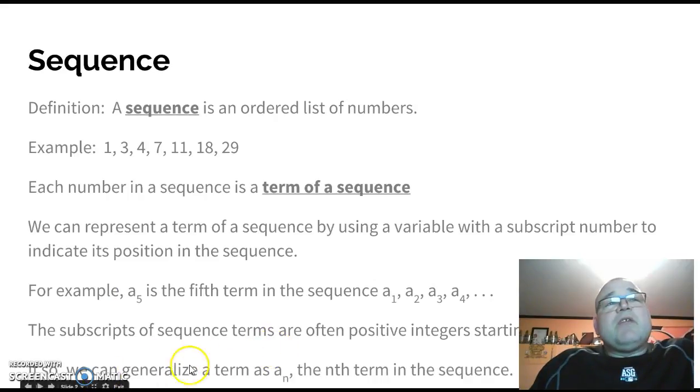Which means we can generalize a term such as a sub n as the nth term in the sequence. n can be any number we want. If n is 100, then we're looking at the 100th term. If n is 50, it's the 50th term. If n is 6, it's the 6th term.